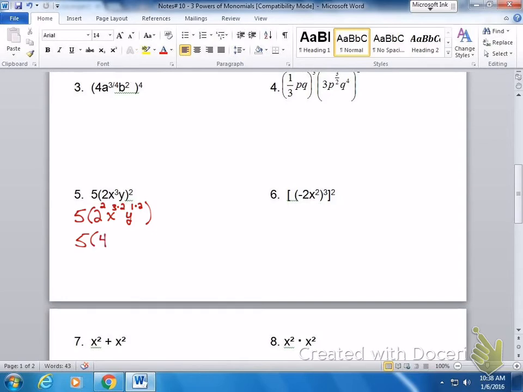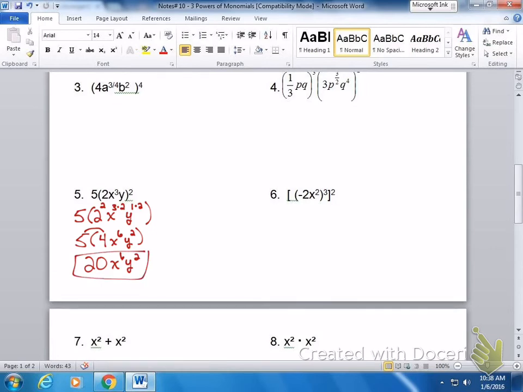2 times 2 is 4, so 2 squared is 4. 3 times 2 is 6, so I have x to the 6th. 1 times 2 is 2, y squared. Now all I have to do is the multiplication, and that's pretty easy. It's just 5 times 4 is 20, x to the 6th, y squared.